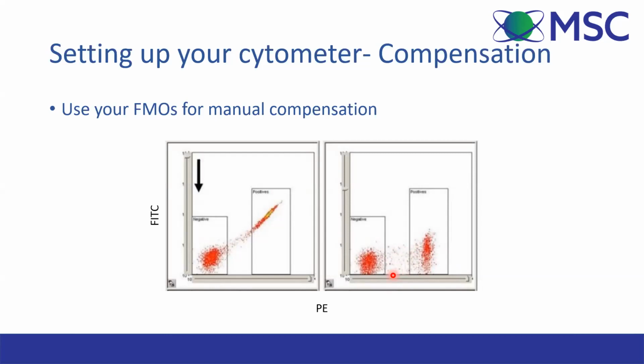You then need to complete this for all of your other FMOs. And similar to voltages, once your compensation settings are set, you need to keep them constant for all tubes in your experiment, otherwise the data is invalid.